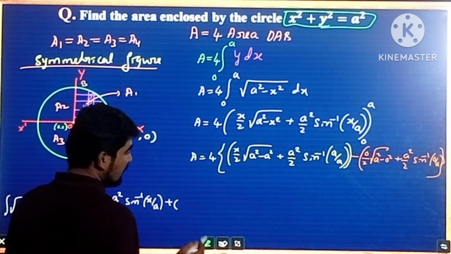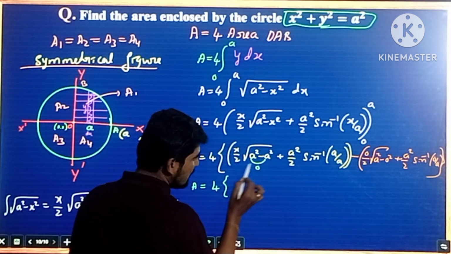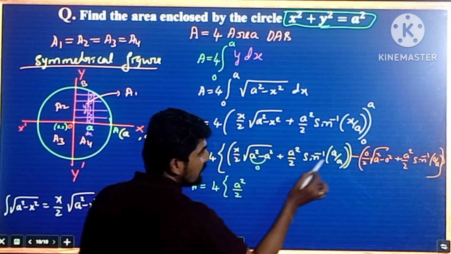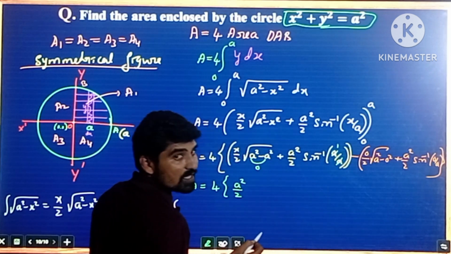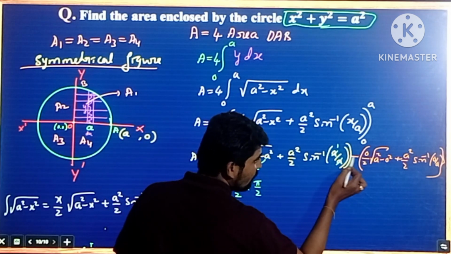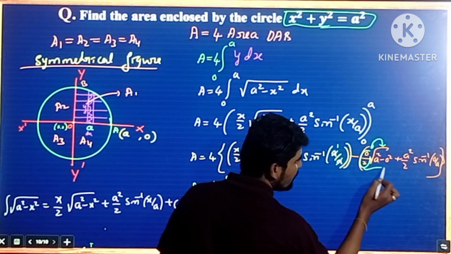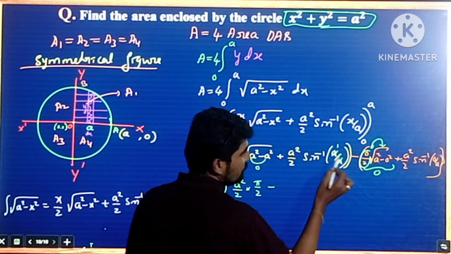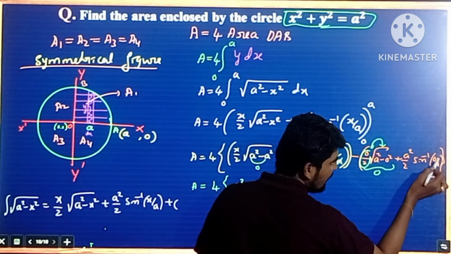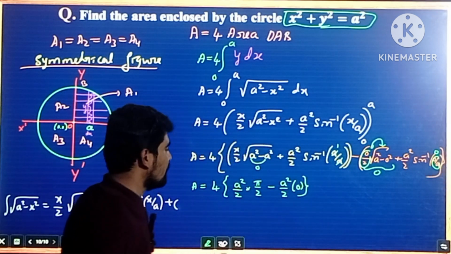Now see here, the area is equal to 4 times, observe here, a square minus a square is 0. So 0 into anything is 0. So the first term is 0 plus a square by 2 into, here a and a get cancelled, sine inverse 1. And we know that the value of sine inverse 1 is pi by 2. Now minus into plus minus. Again 0 by 2 is 0, and 0 into anything is 0. So the first quantity is 0. Next, minus into plus minus a square by 2 into sine inverse of 0 by a. 0 by a is equal to 0, and the value of sine inverse 0 is 0.